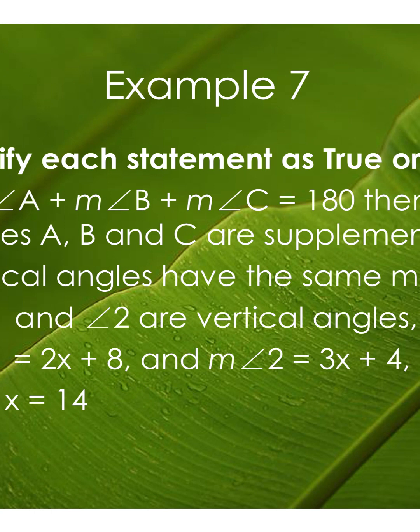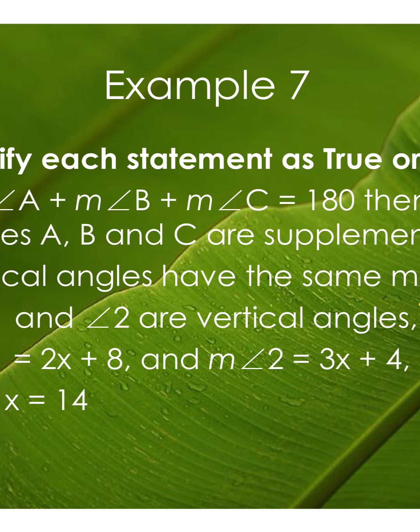Now, 2 vertical angles have the same measure. That one is true. And then lastly, if angle 1 and angle 2 are vertical angles, the measure of angle 1 equals 2x plus 8, and the measure of angle 2 equals 3x plus 14, then x equals 14.